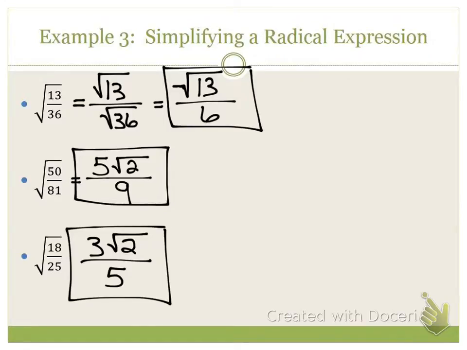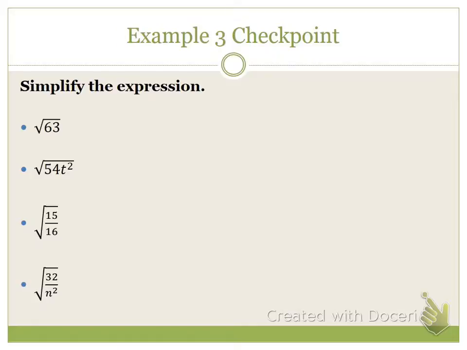Now let's throw in some variables. Okay? So here we go. We've already done the square root of 63, so we're not going to do that one. I want you to go ahead and find the square root of 54t squared. Remember what we talked about with variables. If they're a perfect square, I can take the square root. If some number or variable can be multiplied twice by itself, then I can take the square root. All right? Try to find your answer.